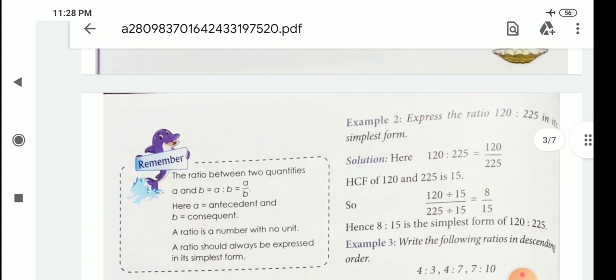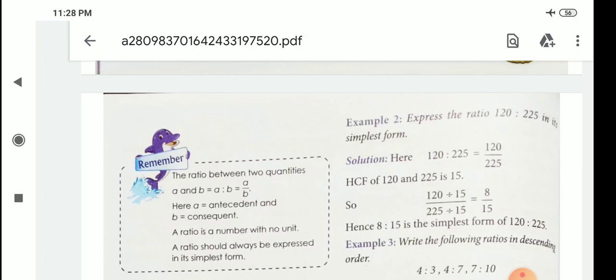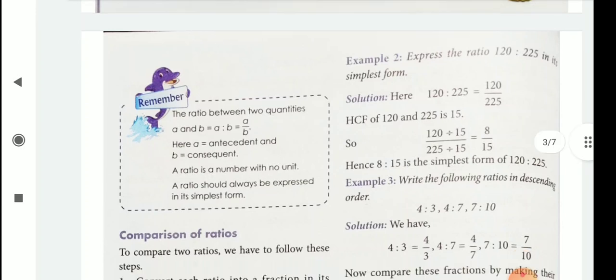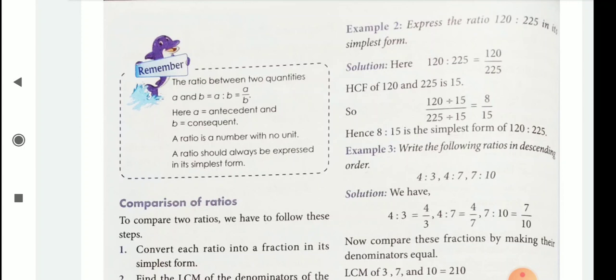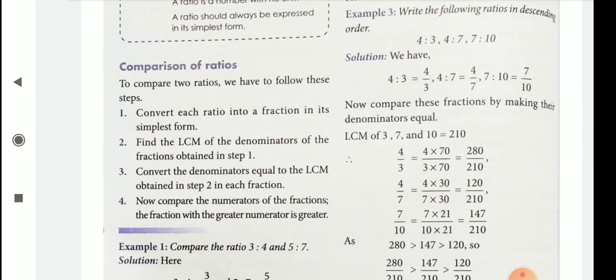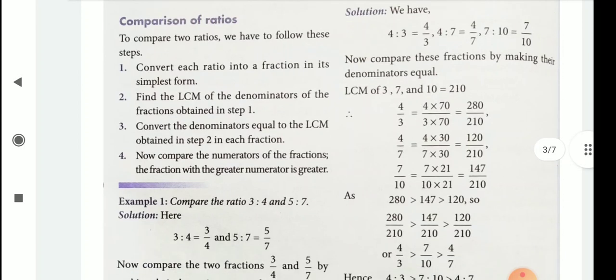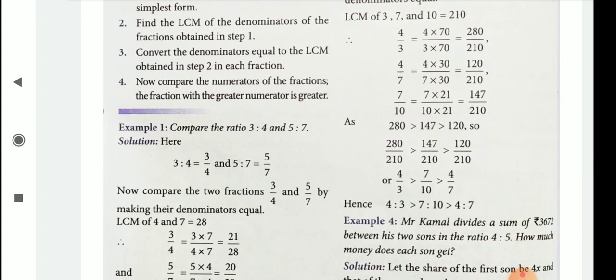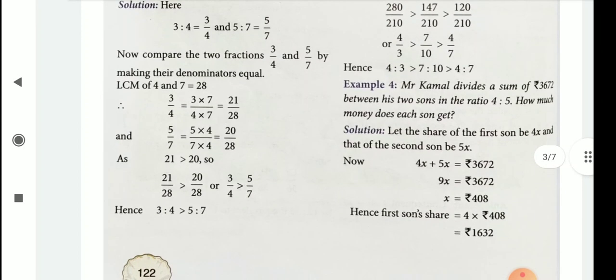Then example 2, express the ratio 120 is to 225 in its simplest form. Very easy, you divide, then you get your answer. Example 3, write the following ratios in descending order. Descending order means, children, first you have to convert all the fractions or all the ratios into equivalent ratios or equivalent fractions. Then you can compare. So first of all, you find out the LCM, then convert to equivalent fractions, then compare. Same procedure as fractions.